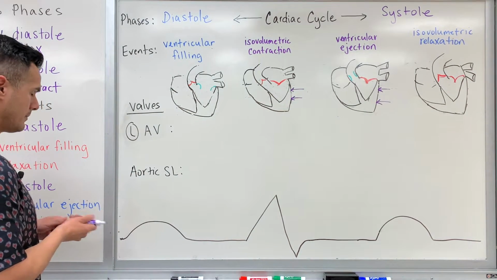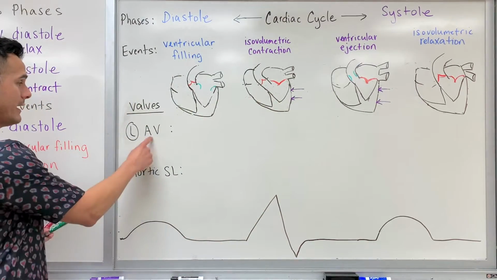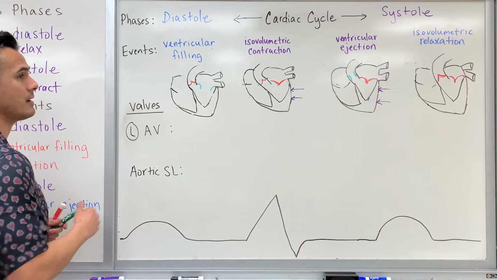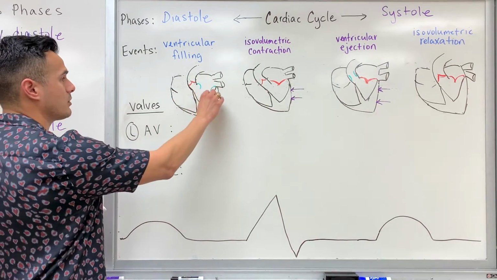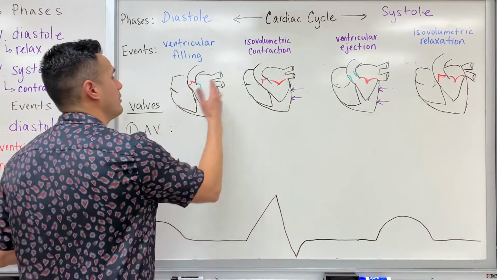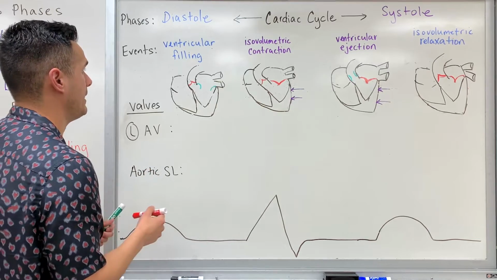Okay, so let's first start off here with the left atrioventricular valve as well as the aortic semilunar valve. And I have it drawn here, shown in green. So green means that these valves are open, and red is going to mean that these valves are closed. So let's go ahead and fill this out.